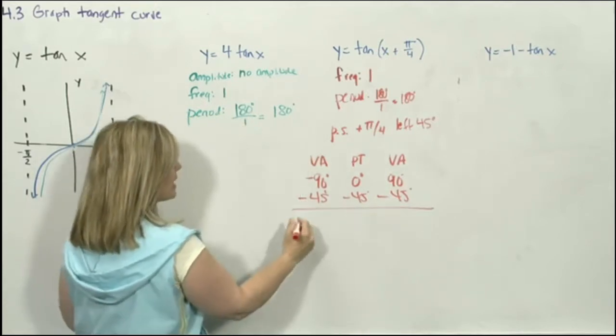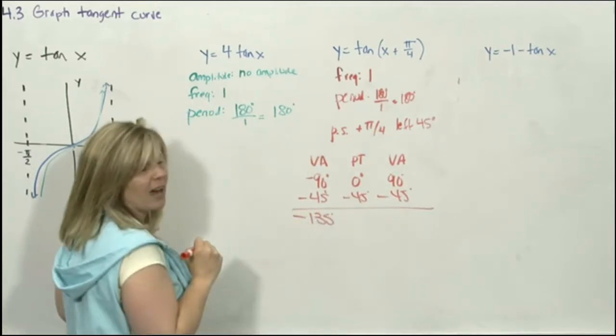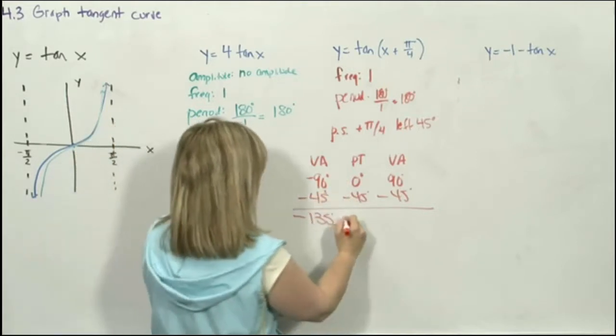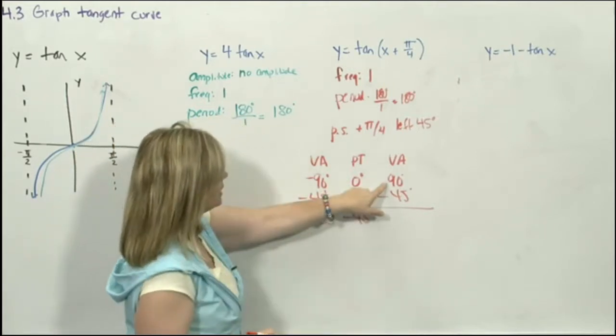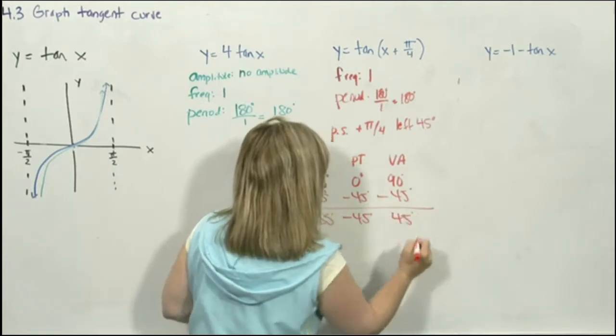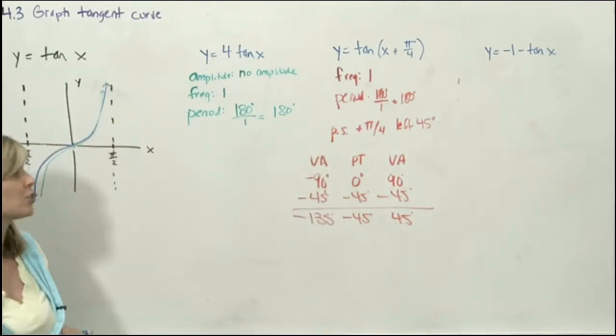Negative 90 minus negative 45 is negative 135 degrees. 0 minus 45 is negative 45 degrees. 90 minus 45 is 45 degrees. So now you have your new locations.